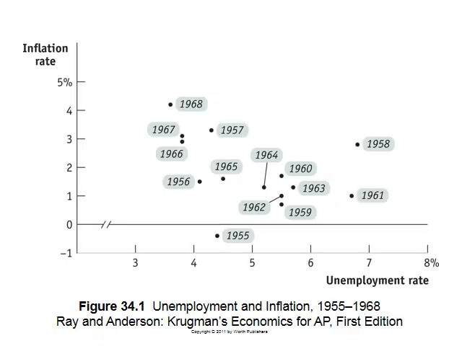Figure 34.1 shows the unemployment and inflation rates for 1955 to 1968. Each dot shows the average U.S. unemployment rate for 1 year and the percentage increase in the Consumer Price Index over the subsequent year. This supports the theory of the short-run Phillips curve, reinforcing the negative relationship between inflation and unemployment. In years when there was a high inflation rate, there tended to be a lower unemployment rate. In years when there was a low inflation rate, there tended to be a higher unemployment rate.